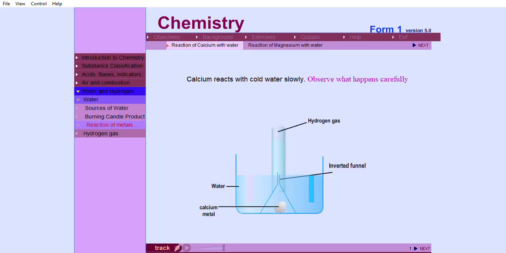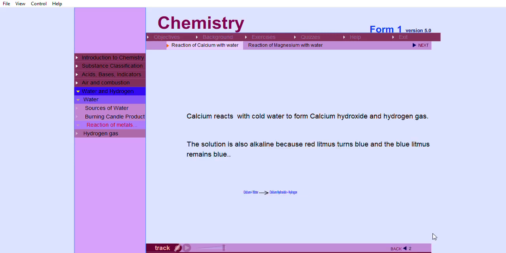A small piece of calcium metal is dropped into a trough containing cold water. Blue and red litmus paper are immersed in the water trough. Calcium reacts with cold water to form calcium hydroxide and hydrogen gas. The solution is also alkaline because red litmus turns blue and the blue litmus remains blue.